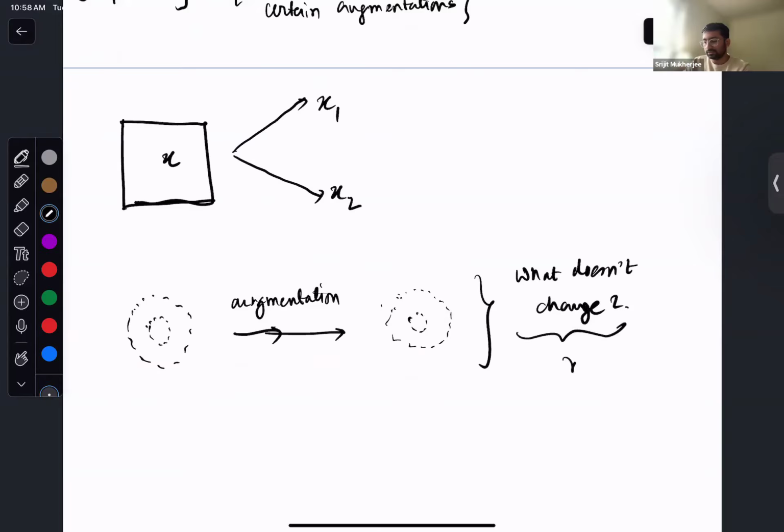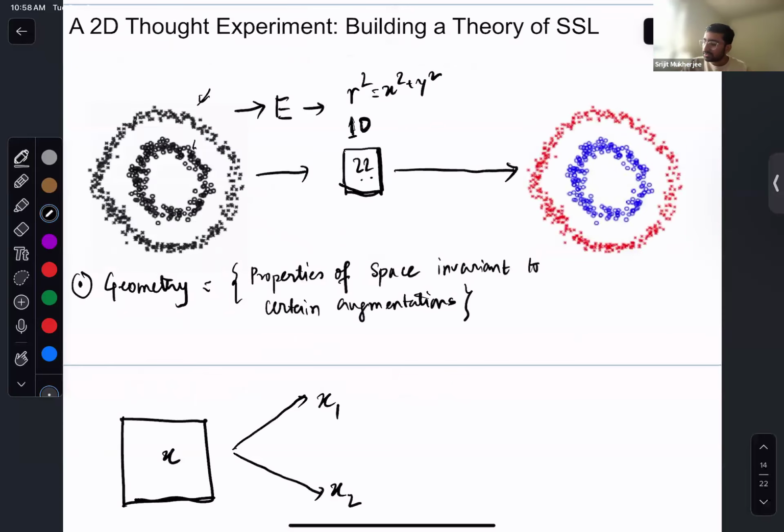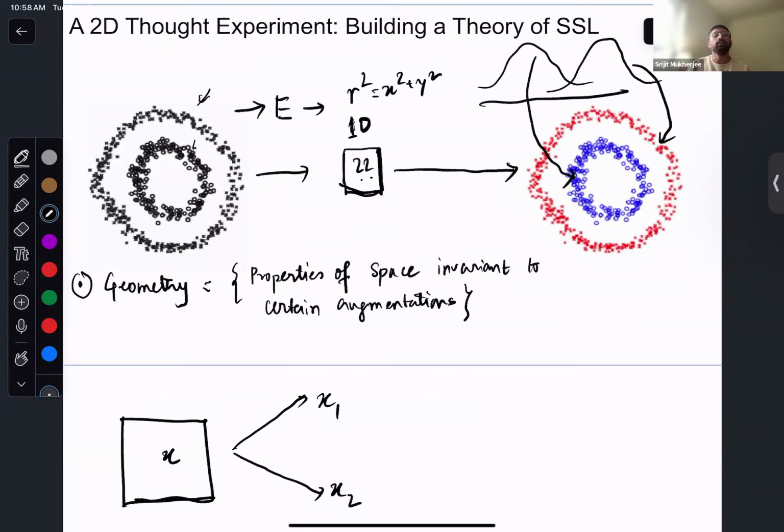And the answer is the radius. The radius doesn't change. And if you plot the radius, it will be something like this. This one is the blue one, and the bigger one is the red one.